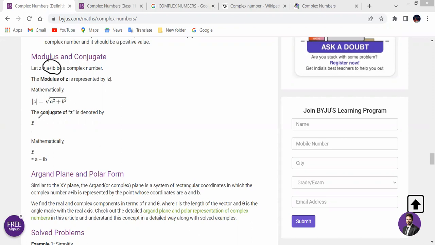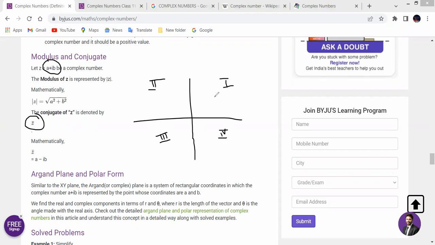The conjugate of c is denoted by c bar. Similarly, if we have a plus ib, we will change the sign of iota, and this will be the conjugate. There is an important property of conjugate. This is the first quadrant and this is our second quadrant. Similarly, this is our third quadrant and this is our fourth quadrant.